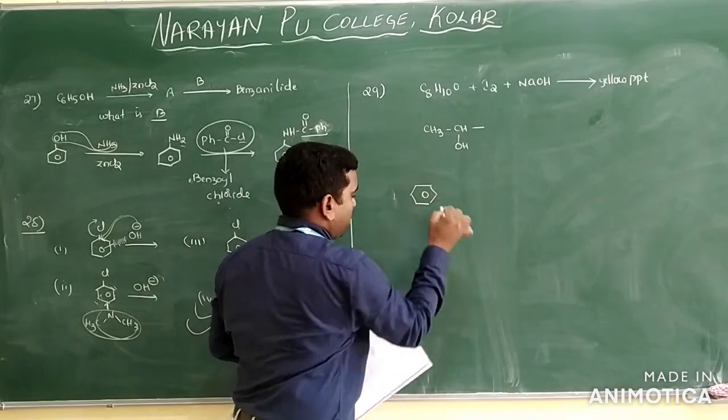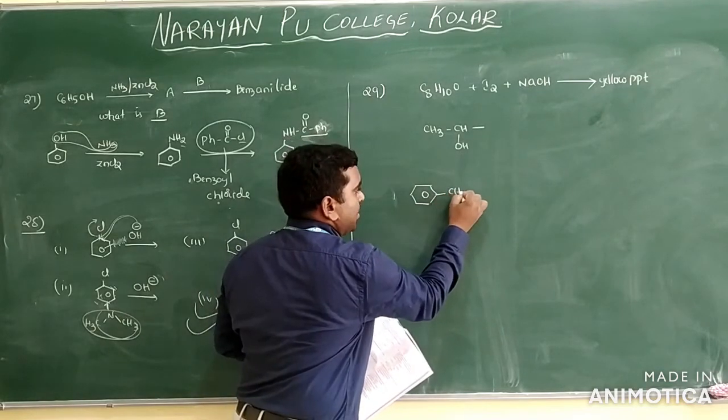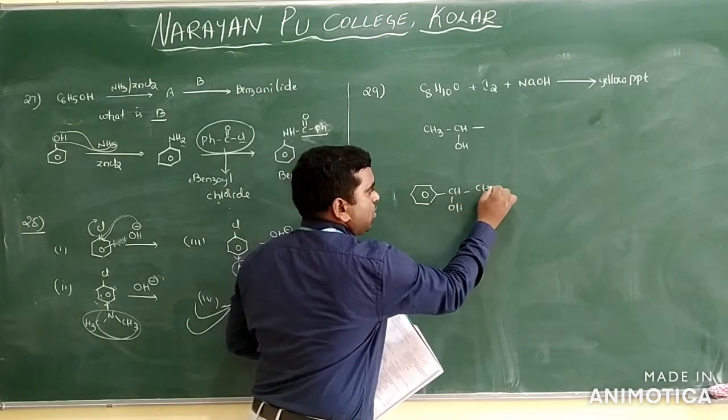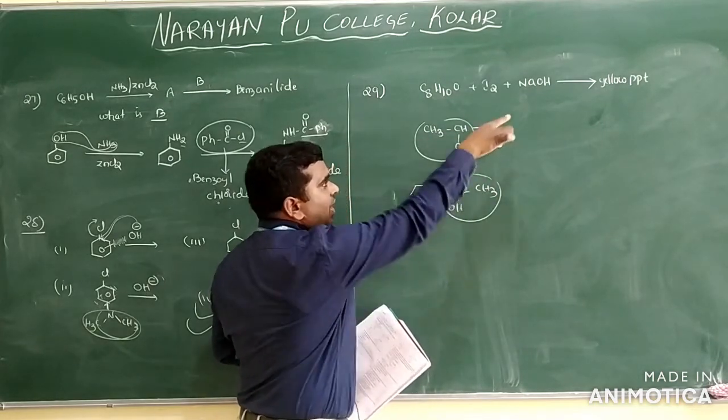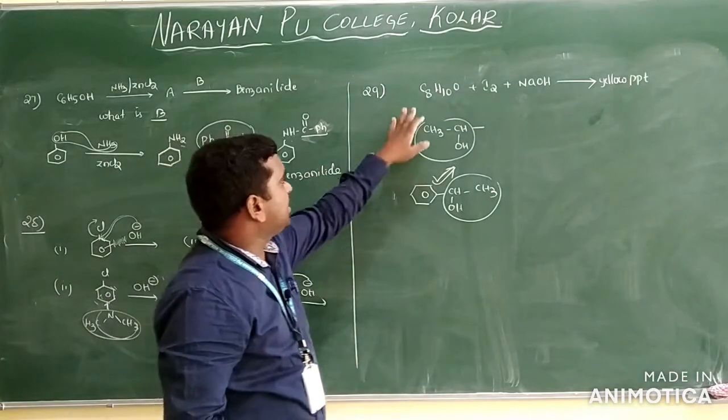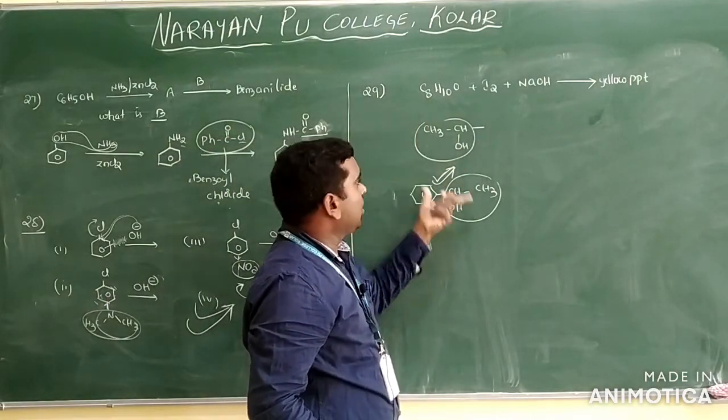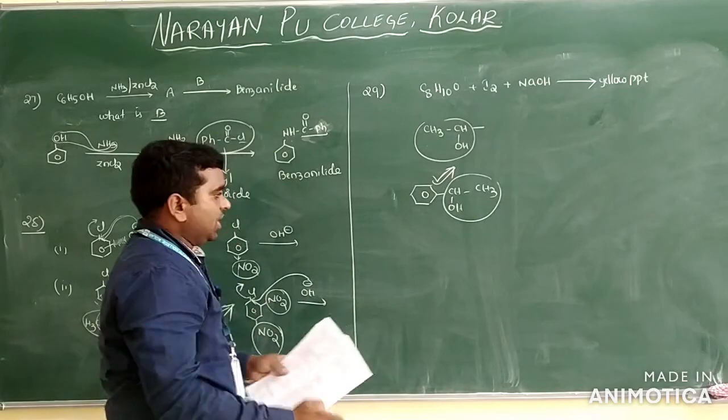This is the fourth compound, on the benzene ring. You know what is there? CH, OH, and which one is there? CH3. This group is present or not? So that's why it will give the iodoform test, the yellow compound. That means C8H10O is this compound, not the remaining. Clear? That is the next question.